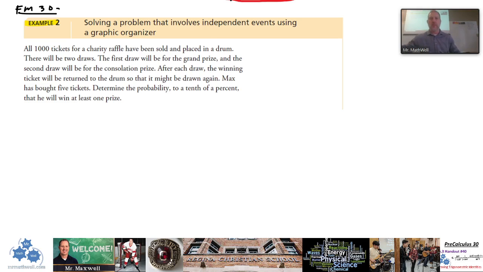It's solving a problem that involves independent events using a graphic organizer. So a graphic organizer would be just a way to display your information. So we did outcome tables, we did tree diagrams and that sort of thing. So we're going to use one of those for this question.